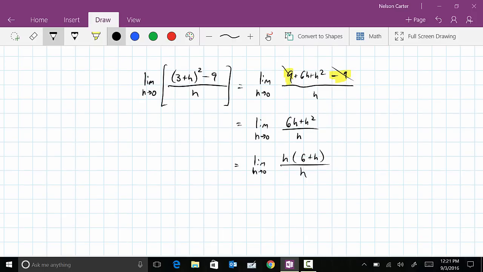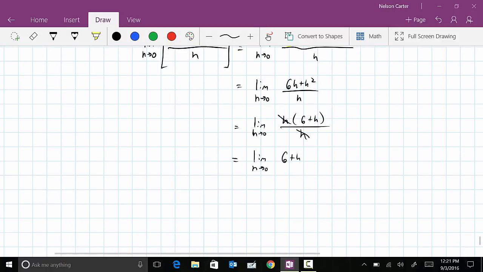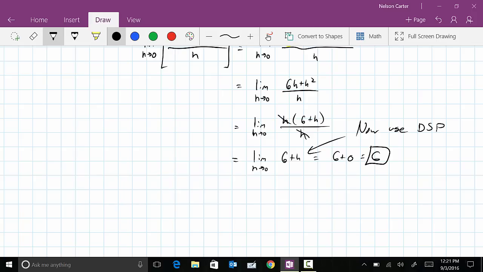And now, because we're in a limit, and because we know that h cannot be 0, we can make this cancellation. And again, we can only do that because we know h is not 0. So now we've got the limit as h approaches 0 of 6 plus h. And then this is equal to 6 plus 0, which is 6. See, now we were able to use the direct substitution property. We can use DSP now, the direct substitution property. Okay.